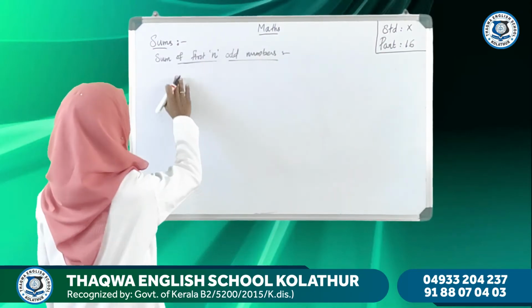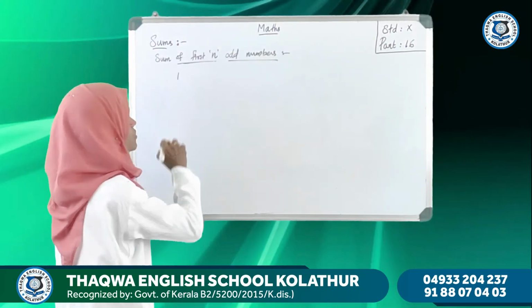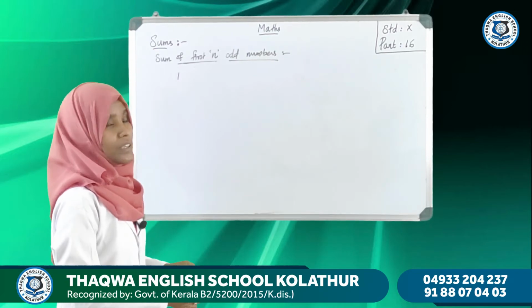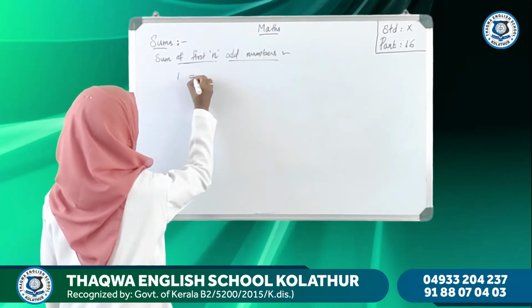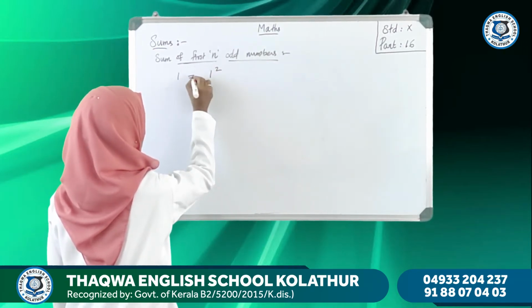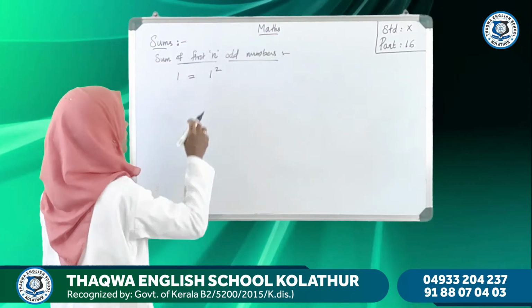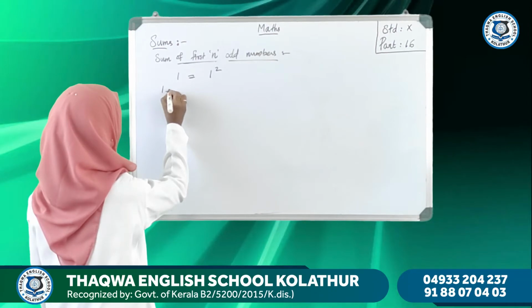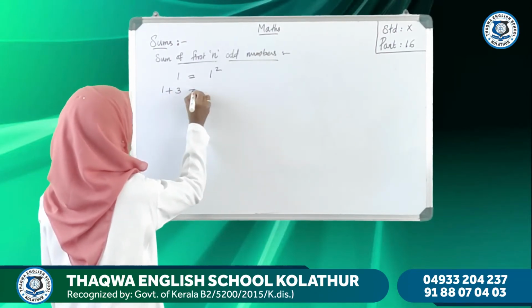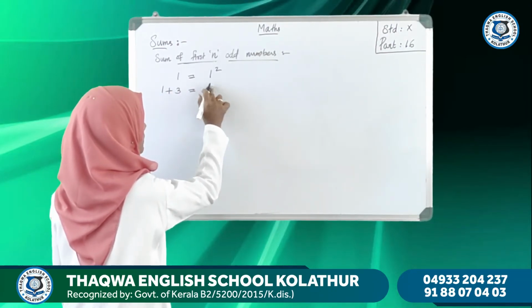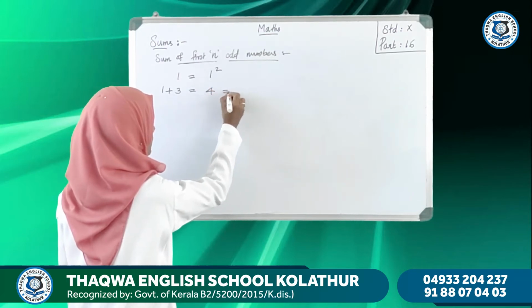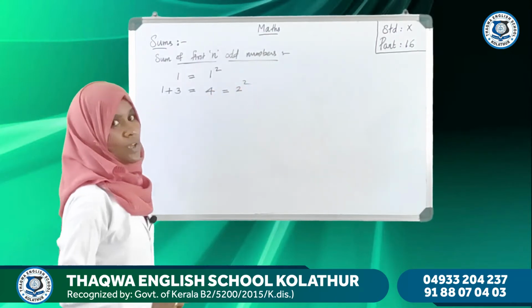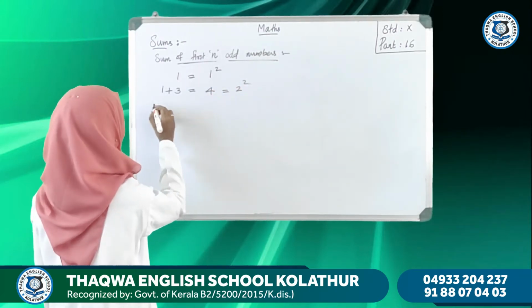Okay, first, this is the first odd number, 1. This is 1 square. The next, first two odd numbers, 1 and 3. That is 1 plus 3, which is 4. That is 2 square.